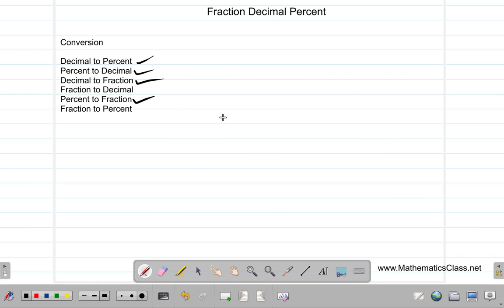Now here, suppose you have a half and you want to convert it to a decimal, right? One thing you can use is long division, so let's try that.